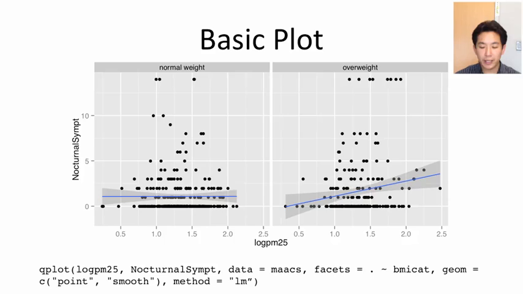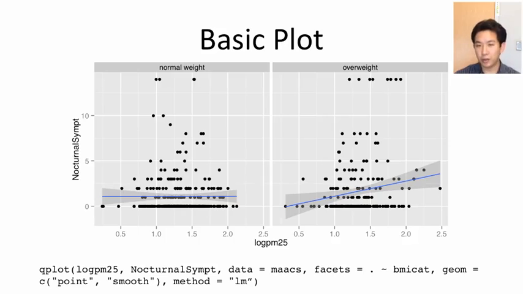And I plotted the relationship between nocturnal symptoms and the log of the PM2.5 indoor value. And you can see that, roughly speaking, on the left side we have all the normal weight children, and there doesn't seem to be a very strong relationship between log PM2.5 and nocturnal symptoms. And on the right side we have the overweight or obese children, and there seems to be an increasing relationship between PM2.5 and symptoms. So there's perhaps some evidence of an interaction between BMI and PM2.5, because the relationship between PM2.5 and symptoms appears to differ by BMI status.